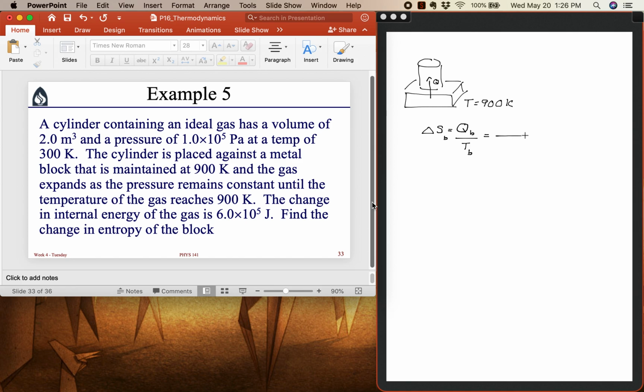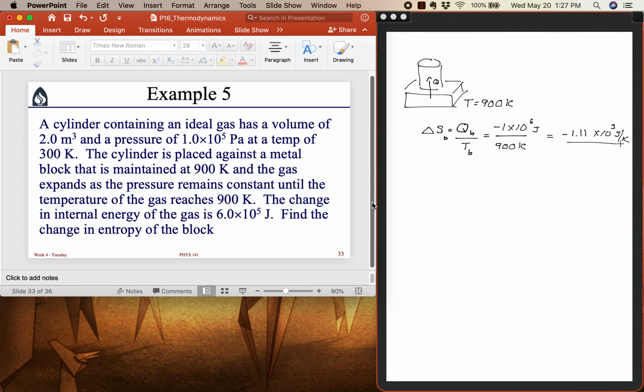So we know that the block always maintains 900 Kelvin, so that is the constant temperature that we would use, and then the heat exchange for the block, well, we found that in the last problem. We saw that there was 1 × 10⁶ joules going from the block into the gas. And so the heat exchange for the block would be minus 1 × 10⁶ joules, because that much energy is leaving the block. So we have a negative. So the entropy change for the block would be negative 1.11 times 10³ joules per Kelvin.